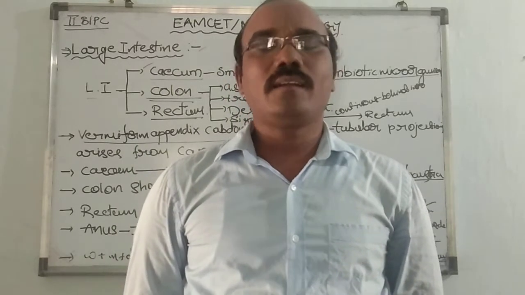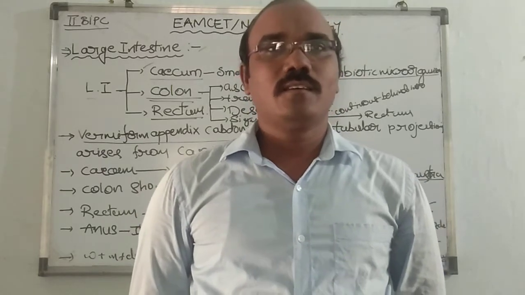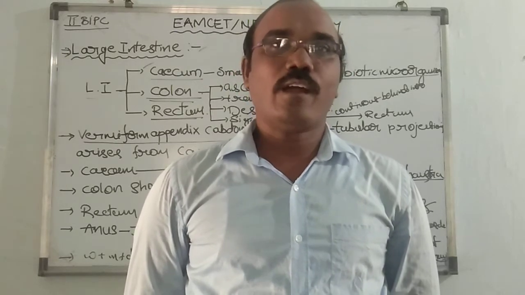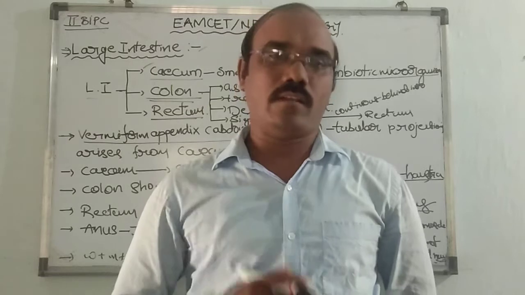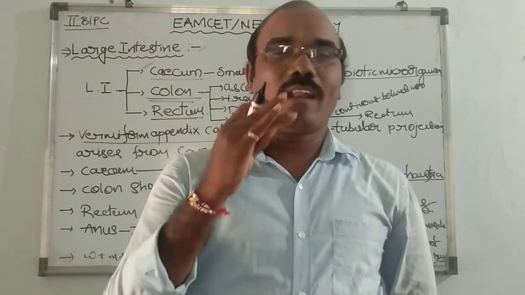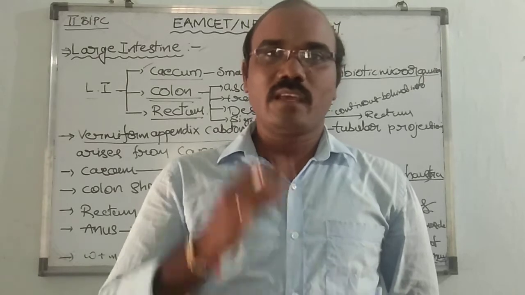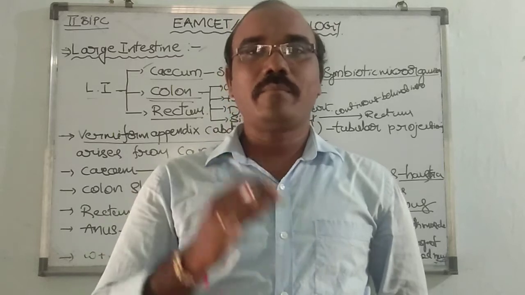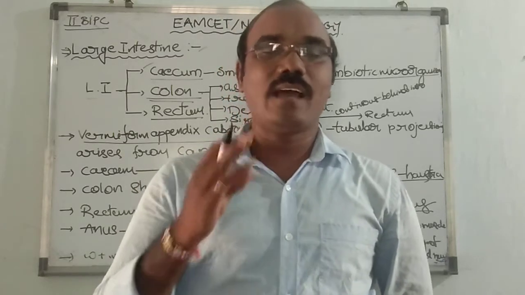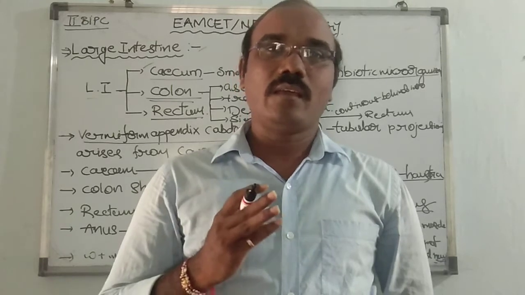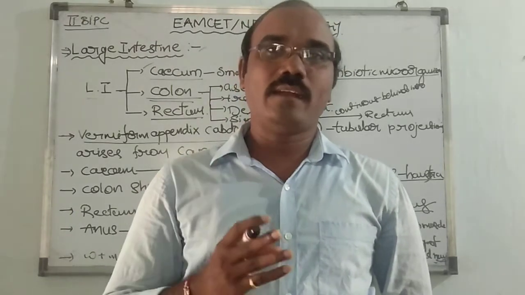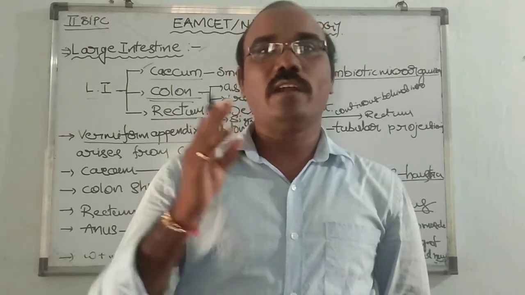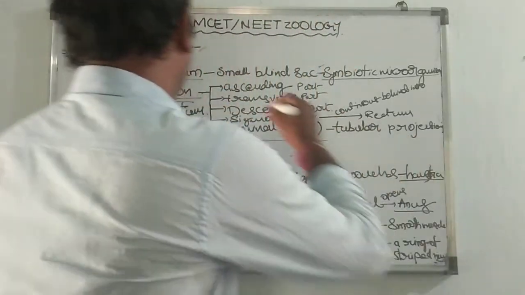So we are conducting the YouTube classes. We are discussing digestion and absorption of food materials. Already we have discussed some parts of the alimentary canal: mouth, oral cavity, pharynx, esophagus, stomach, small intestine, large intestine, rectum and anus. Already we have discussed the mouth, the buccal cavity which contains different teeth, the tongue, pharynx, esophagus, stomach, and small intestine. Today we learn the large intestine.